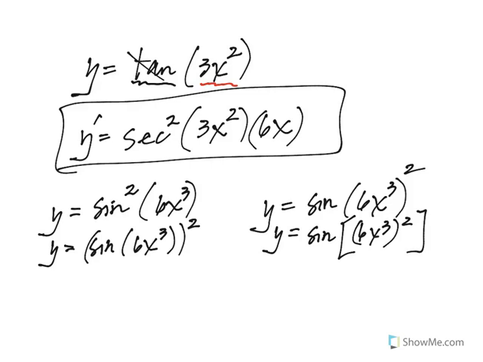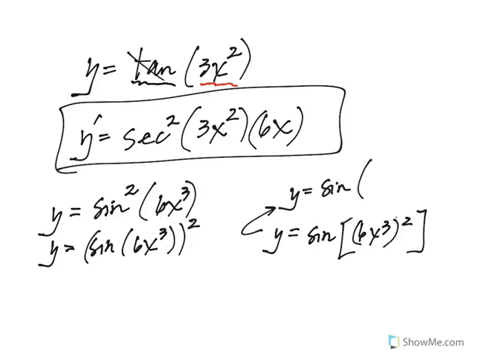Incidentally, I could rewrite the one on the right. Let me get rid of this and make a little room here. I could rewrite it like this: y equals the sine of, what is that, 36x to the 6th power. So I think I'll use that one instead.